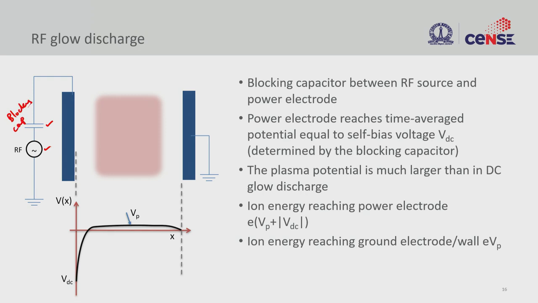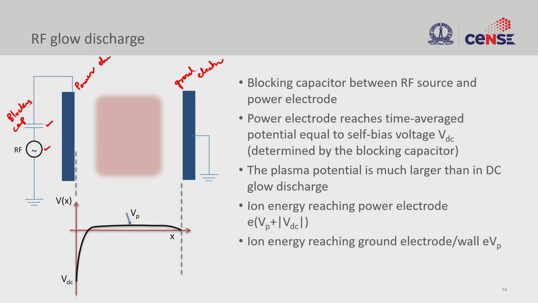So this blocking capacitor is between the power electrode and RF, and the other electrode of course is grounded, okay? So now we call this a power electrode, and this is the ground electrode. Okay, so now when I pump RF power through this blocking capacitor, I can push energy into it, and the same explanation holds true here as well.